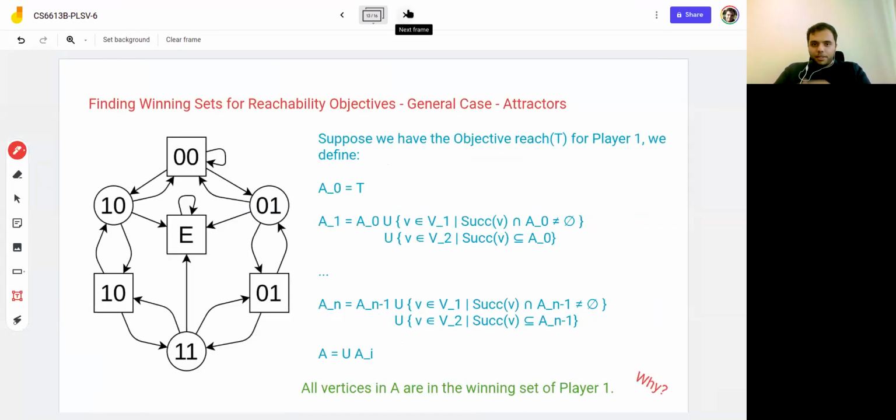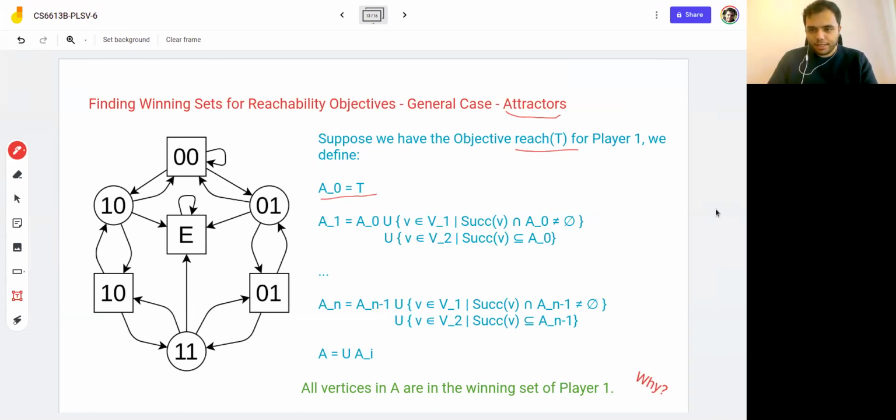Okay, so can we extend this to the general case? Well, yes. So suppose that the objective for player one is to reach a set T. We basically define something which we call attractor. And the idea behind it is very simple. So I want to define a sequence of sets. And my initial set is just my set T that I want to reach.